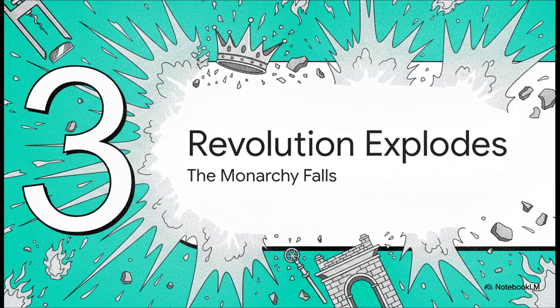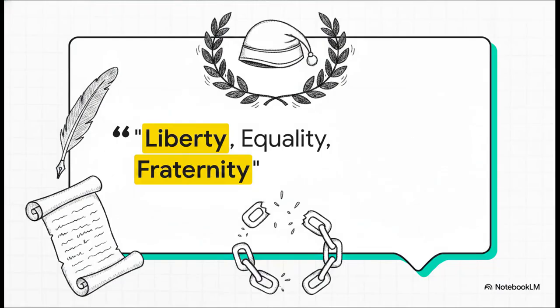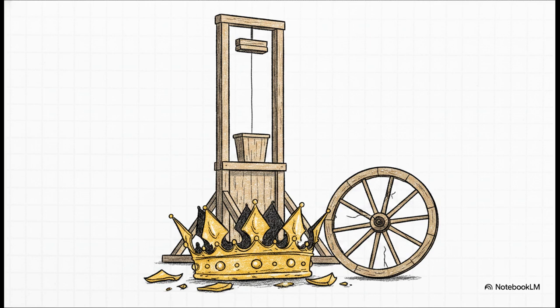Part 3, Course: the revolution explodes. So in August 1789, the National Assembly writes this groundbreaking document, the Declaration of the Rights of Man. It stated that all men were born free and equal, and it gave us this incredibly iconic slogan that you've probably heard: liberty, equality, fraternity, meaning brotherhood. It was this beautiful, lofty ideal, but as we'll see, the reality on the ground was about to get incredibly messy.